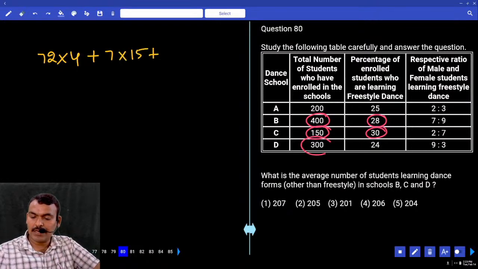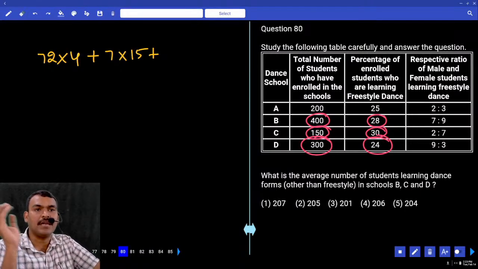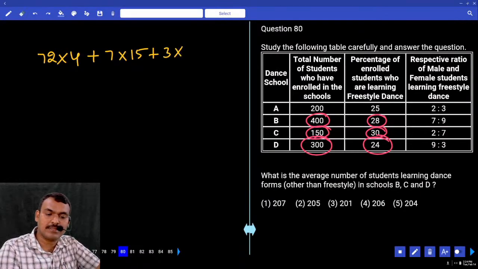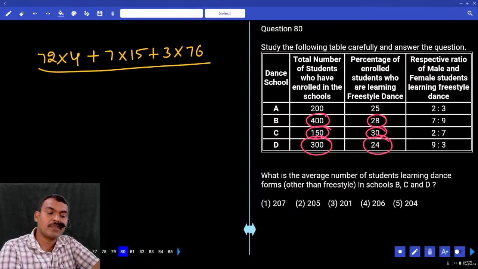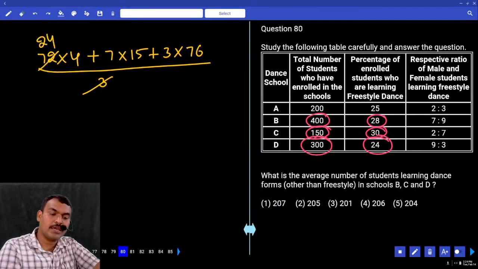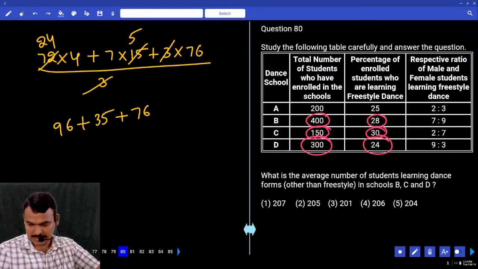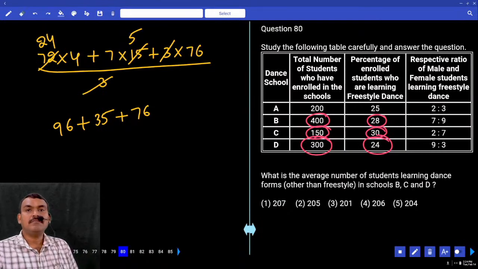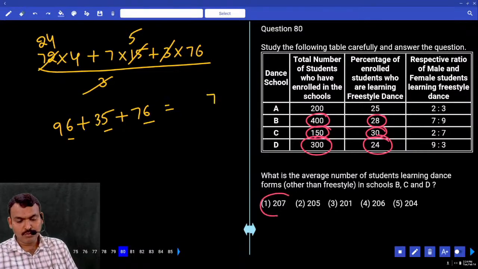Plus, out of 300, 24% are freestyle. Remaining 76% of 300. Then we write 300 into 76%, means 3 into 76. But we required average, means divide by 3. 3 how many times 72? 24. 3 how many times 15? 5 times. 3 how many times 3? 1 time. 24 for the 96 plus 35 plus 76. End with 6 plus 5, 11 plus 6, 7. How many options? 207.